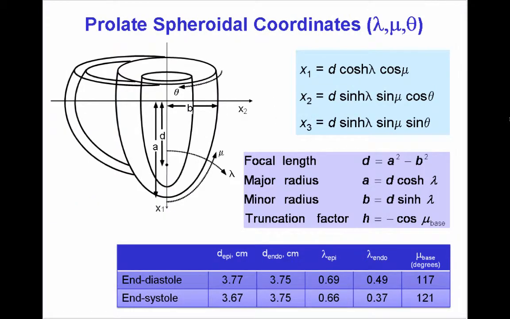In prolate spheroidal coordinates, the longitudinal or mu coordinate forms families of ellipses, each with a common focal point at x equals d. The radial or lambda coordinates form hyperbolae. Streeter and Hanna showed that the focal distance is remarkably constant both between the epicardial and endocardial surfaces and between systole and diastole in the dog left ventricle. Based on their data, we will create a prolate spheroidal mesh in Continuity using a focal length of 3.7 centimeters.